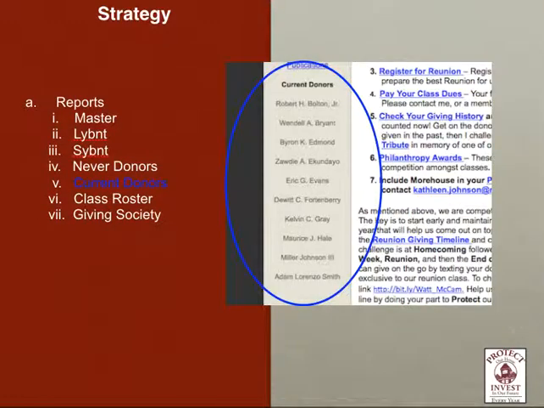Next up, current donors are class members who have given during the current fiscal year. These are the ones we love. Hopefully, all of our committee members are leading by example, and they also are members of this roster, current donors. Now, so it's important to know who those are.